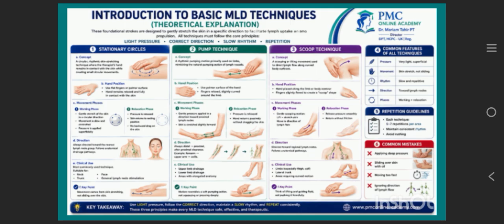Okay, that circular direction, slow and controlled movement, and superficial pressure applied. Okay, so relaxation phase: here pressure is released, skin returns to resting position and no backward drag on the skin. This is the relaxation phase. So direction: always directed toward the nearest lymph node group.